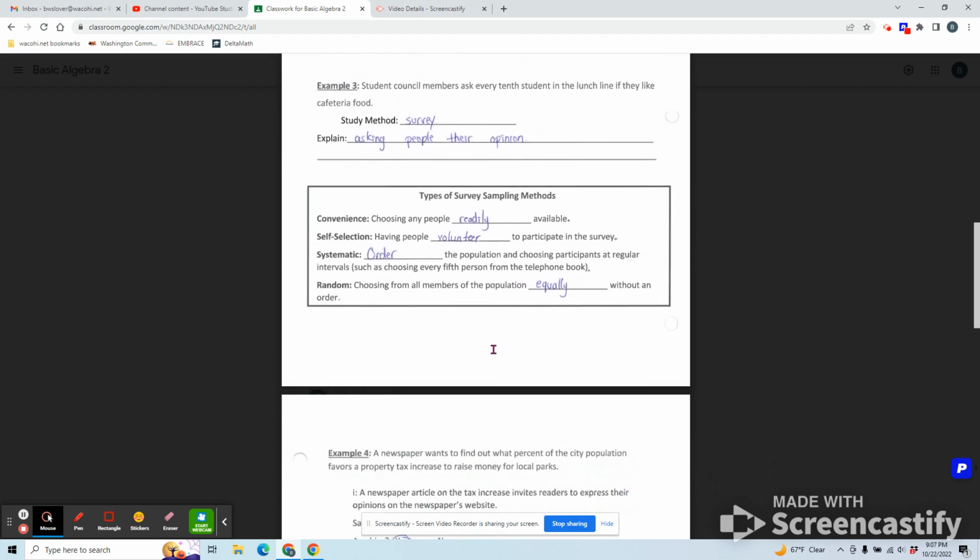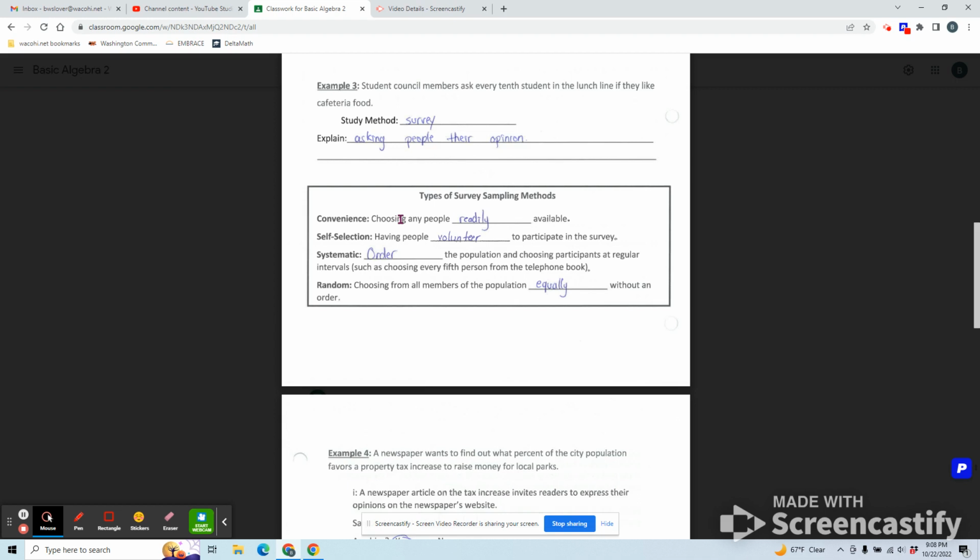Okay, well, let's say that you do want to do a survey. Well, that's good. There are four different types of survey that we can choose from. One is a convenience survey, and it's exactly what it sounds like, just like a convenience store. It's an easy location. We're doing it because it's easy to use. We're choosing any people readily available. So a convenience survey would be surveying people in my class. That's convenient for me.